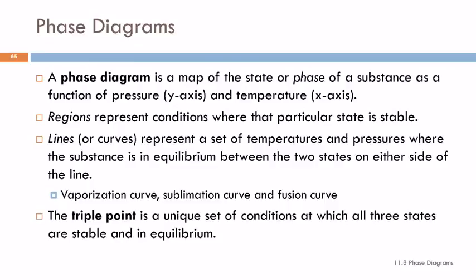Phase diagrams. A phase diagram is a map of the state of a substance as a function of pressure and temperature. By phase, we mean state. There are 3 phases of matter, 3 states of matter: gas, liquid, solid. So we have a map with pressure on the y-axis, temperature on the x-axis.